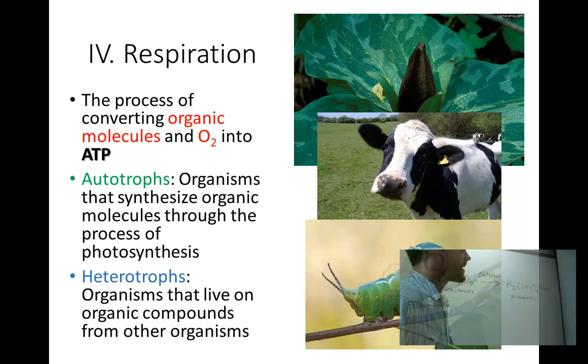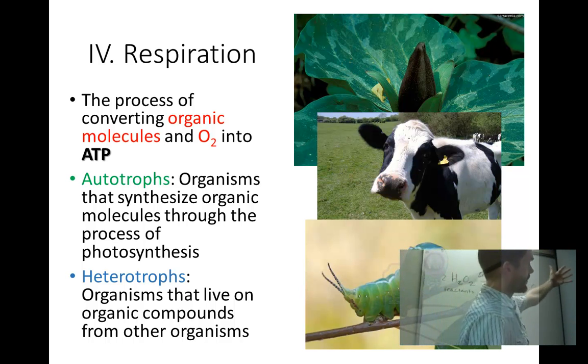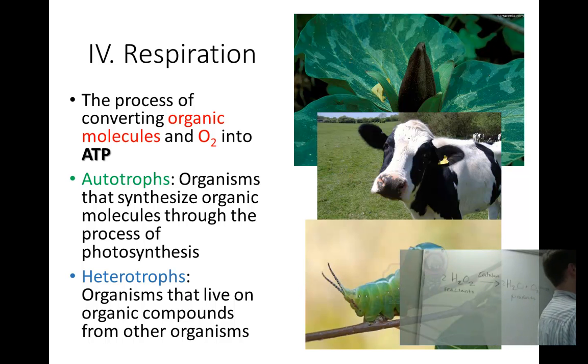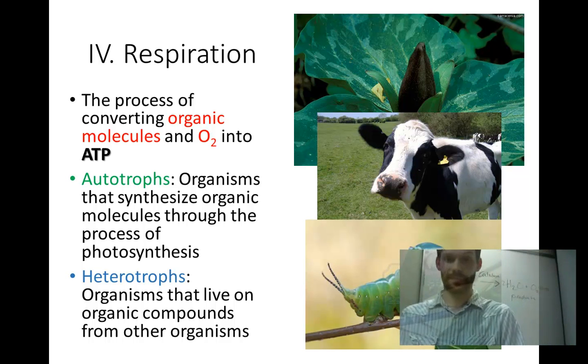So which of these is an autotroph and which is a heterotroph? Yeah, the plant. The cow eats autotrophs. This guy's green, but he does not photosynthesize. Caterpillar.